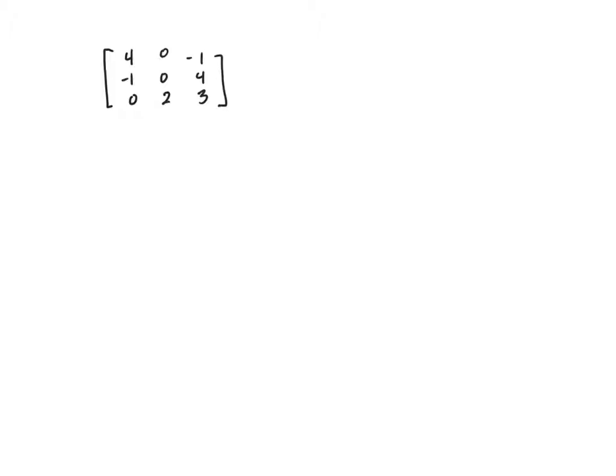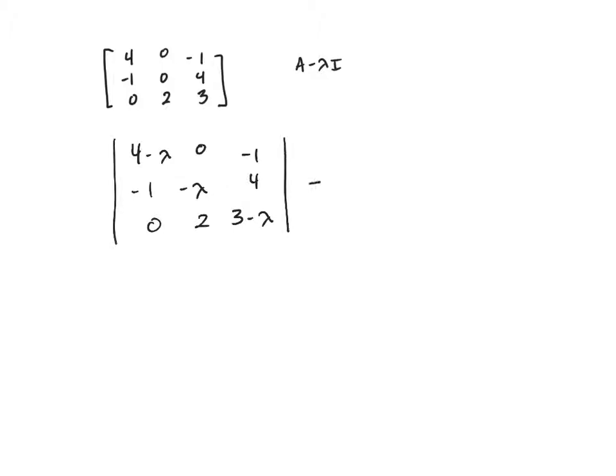And I am going to go ahead and write out A minus lambda I. So that means this is going to be 4 minus lambda. This is going to be negative lambda, and this is going to be 3 minus lambda, and this is -1, 4, 0, 2, -1, 0. So we need to find the determinant of this and set that equal to 0.